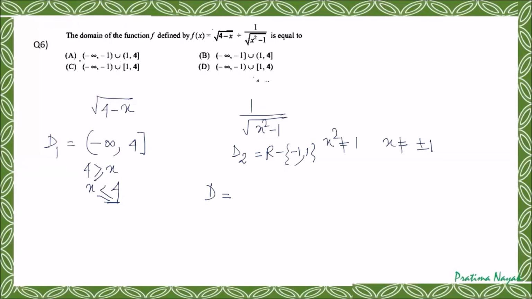Minus infinity to -1, not included, and union 1 to 4. So A is the answer. A is equal to minus infinity to -1, where -1 is not included, union 1 to 4, where 1 is not included and 4 is included. So A is the answer.